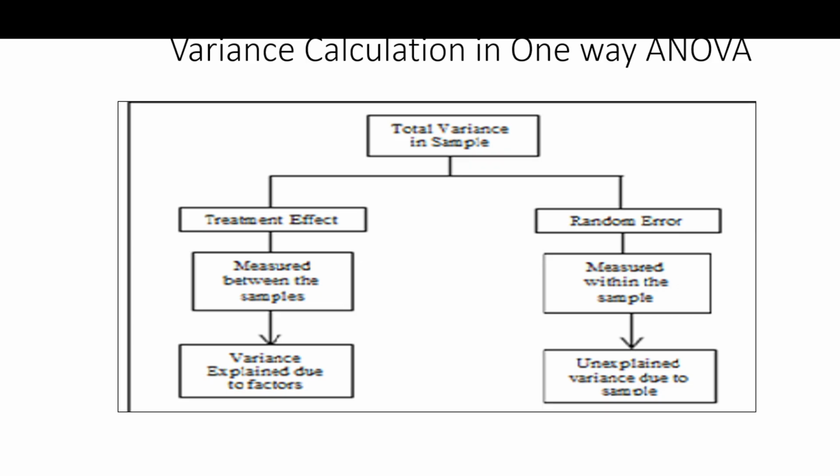Now, the test statistic in one-way ANOVA is based on the variance calculation, the total variance in the sample due to the treatment effect and the random effect. The treatment effect is measured between the samples, and this is the variance which is explained due to the factors, whereas the variance due to the random error is measured within the sample and it is unexplained variance due to the sample. Now, we can reduce the effect of this random error by applying randomization in one-way ANOVA.